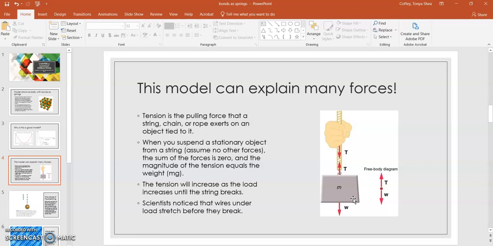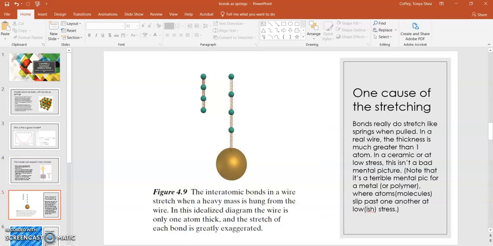And scientists, of course, noticed that metal wires will stretch before they break. And so one of the causes for that is, if you envision what's going on in a chain, rope, or string or something like that, you could think of it as a solid material.